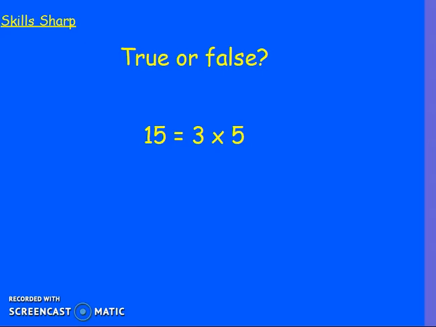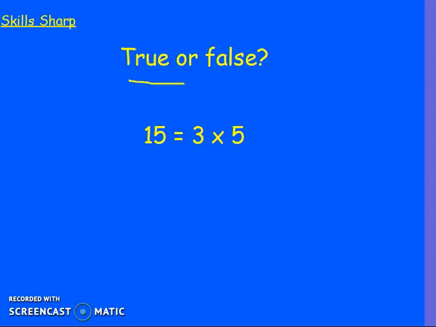This looks quite unusual, this calculation, because the answer is actually at the start. But that doesn't matter because we know the equal sign means the same as. So is 15 the same as 3 times 5? Is it equal to? Let's count up in 5s 3 times and check. Count with me. 5, 10, 15. Yes, 3 times 5 does equal 15. So this statement is true.